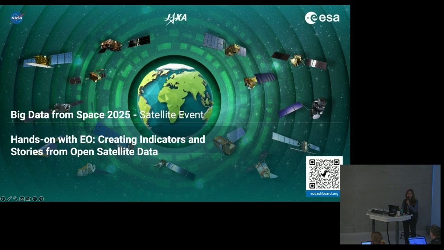So we're talking this morning about creating indicators from Earth observation datasets and using these indicators to produce some storytelling. To do this, we're going to be working with a tool, a web publication that we developed together with our colleagues in NASA and in JAXA. So today you'll be working with some ESA data, with some NASA data, and with some JAXA data. And you'll learn a little bit about this project and how you can use this open source tool as well.